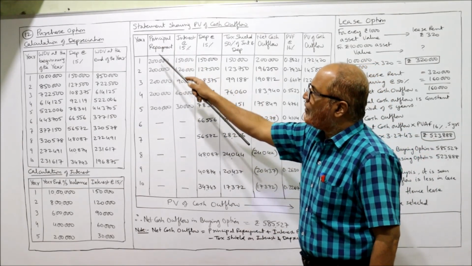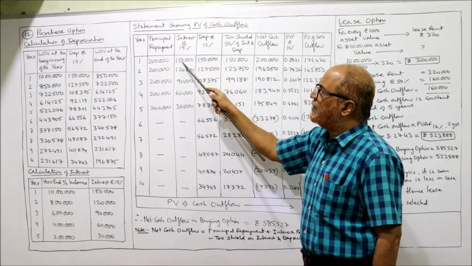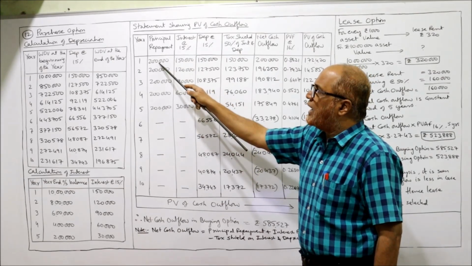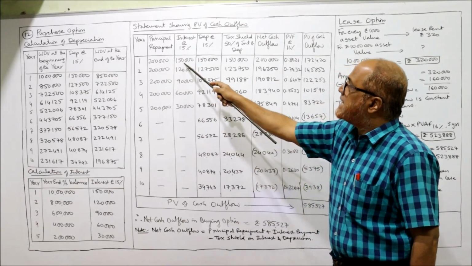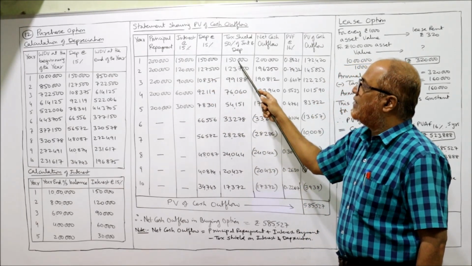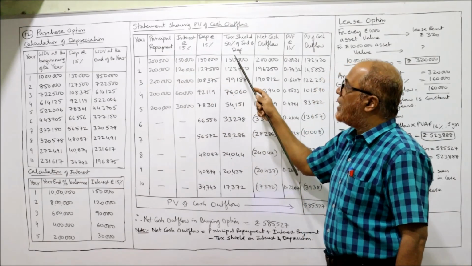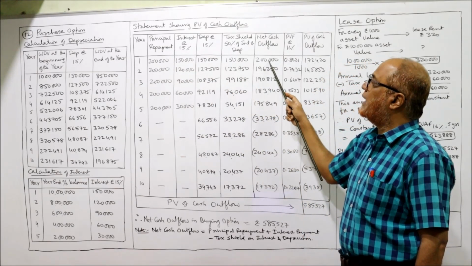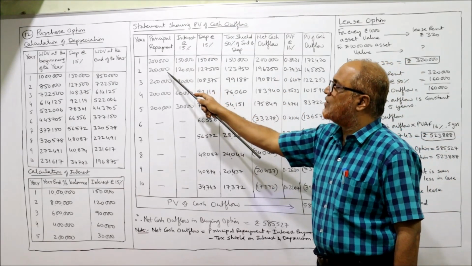The first, principal repayment 2 lakh. How much is the interest payment? 1,50,000. Add up these two. 2 lakh plus 1,50,000, 3,50,000 minus tax shield. How much is the tax shield? 1,50,000. So 2 lakh plus 1,50,000 minus 1,50,000, you will get 2 lakh rupees. What is this 2 lakh? Net cash outflow.